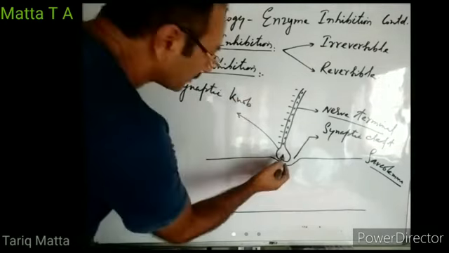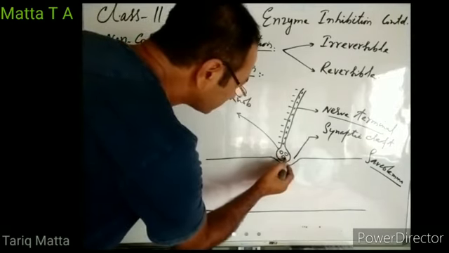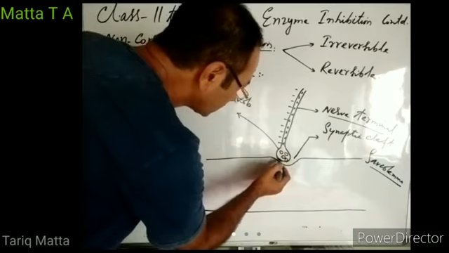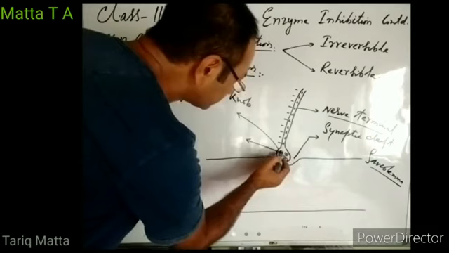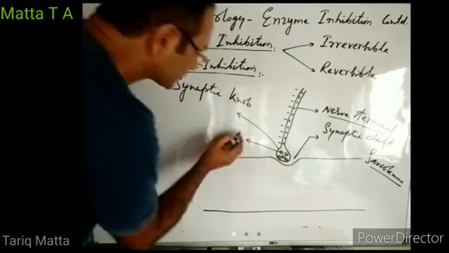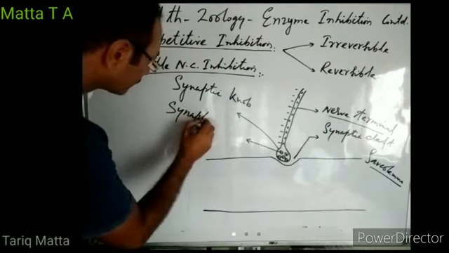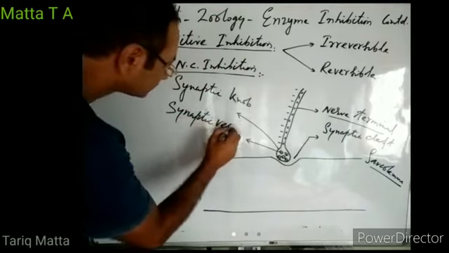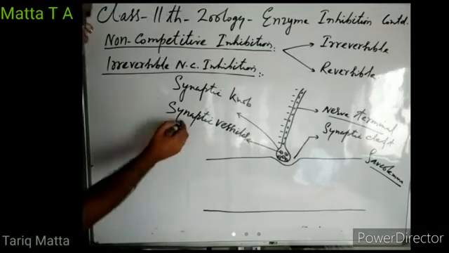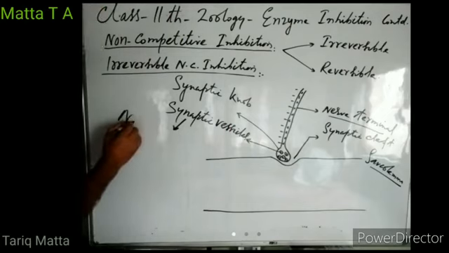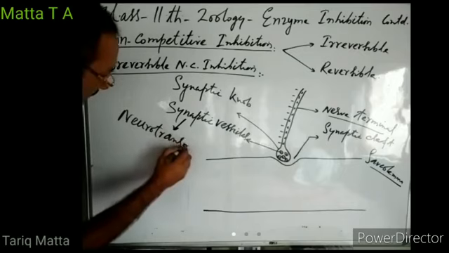In this synaptic knob, the nerve terminal has some fluid-filled vesicles. These fluid-filled vesicles are known as synaptic vesicles. In these synaptic vesicles, there are chemicals known as neurotransmitters.